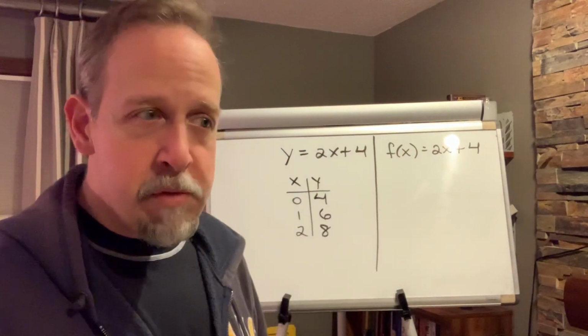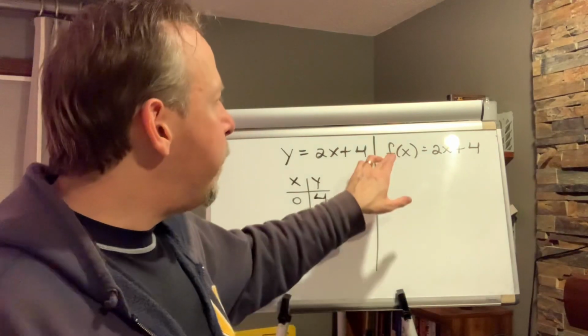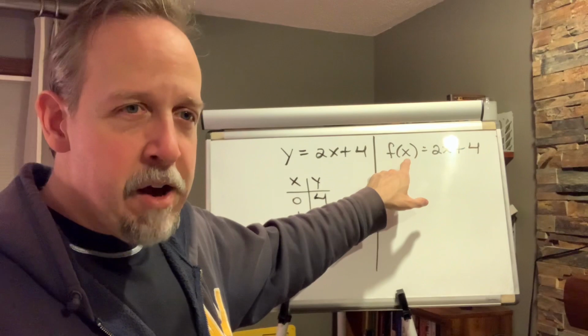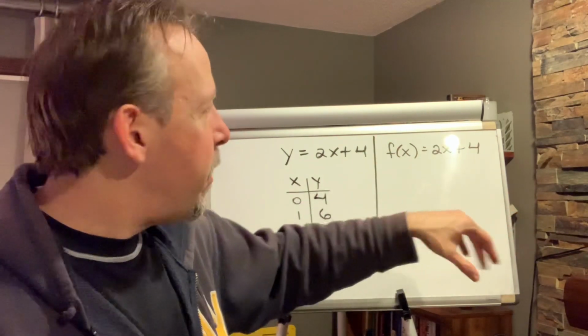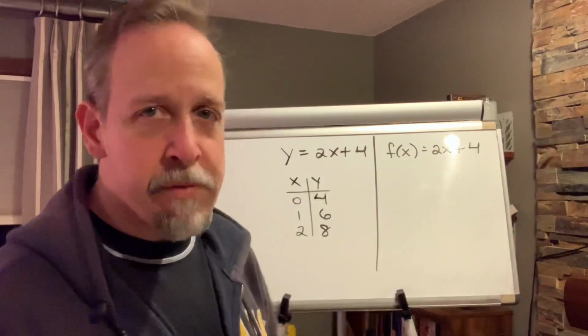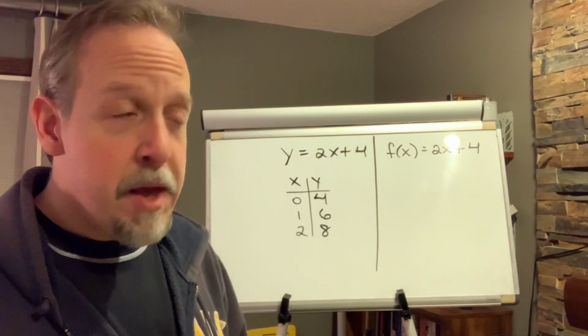We usually default to the letter F, but other letters can be used. There's a function that takes an input. That's why it's read f of x, the function of x. And it does this to the input. It doubles it, and then it adds 4. It's basically the same thing as the other equation.